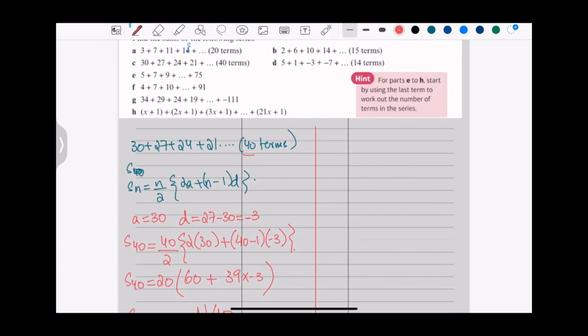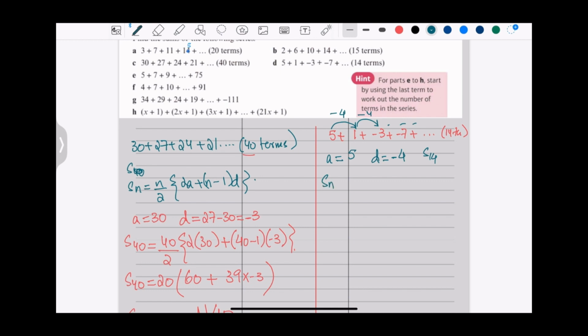Let's look at another question here. 5 plus 1 plus negative 3 plus negative 7 plus, until 14 terms. First thing, let's see if it is an arithmetic series. If I take out the difference, it is 1 minus 5, which is negative 4, negative 4, and so on. So here a is the first term, 5, d is negative 4, and I'm supposed to find the sum S14.